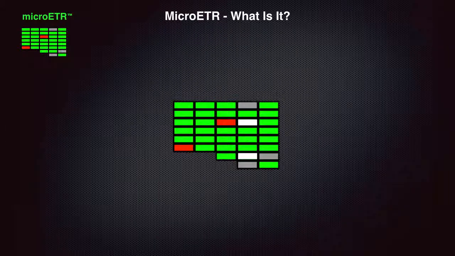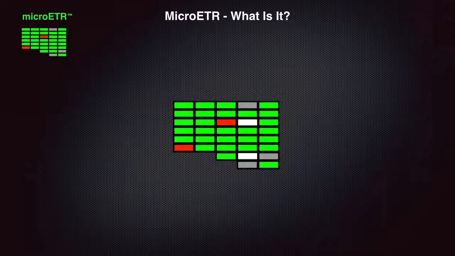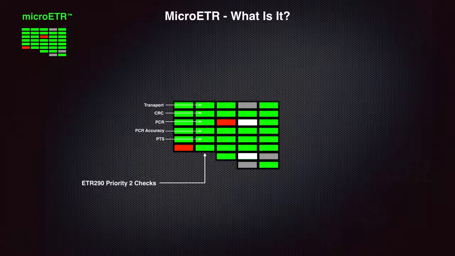The MicroETR display is simply a way of presenting a lot of data dynamically and in a small space. You can see that it's divided into 5 columns. Column 1 displays the most serious ETR 290 priority 1 checks. They range from TS sync to missing PID at the bottom of column 1. Column 2 represents the less serious ETR 290 priority 2 checks, starting with transport errors at the top to CAT errors at the bottom.